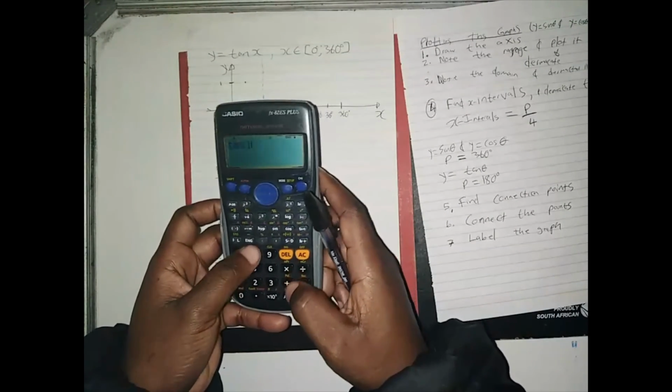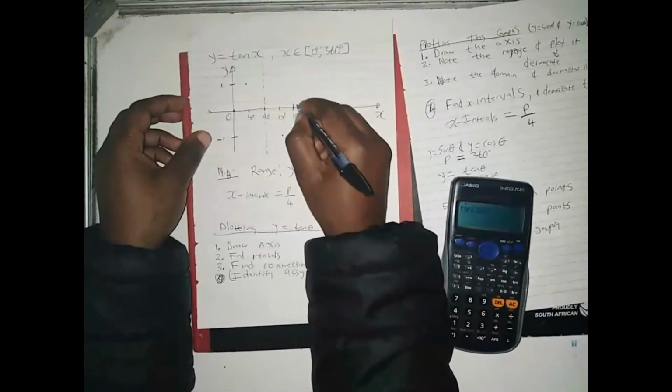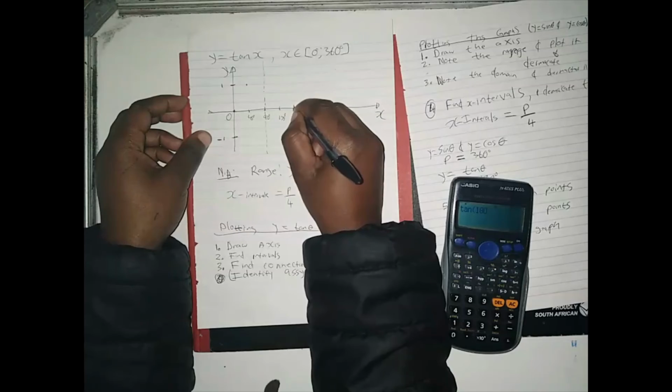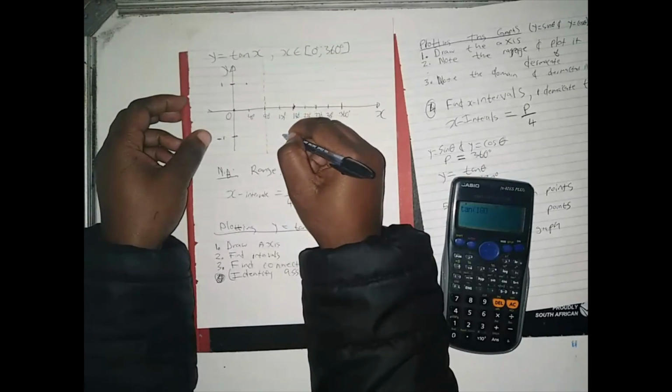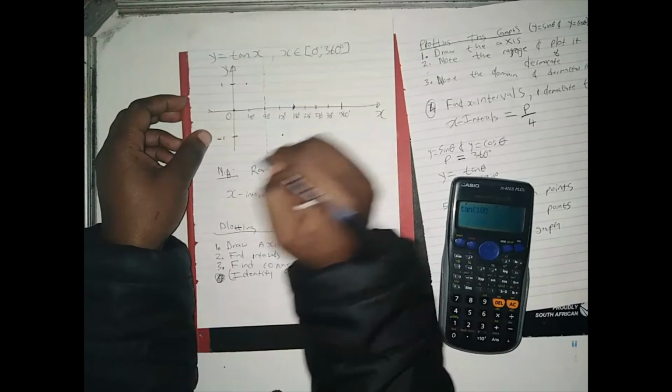Tan 180 degrees. We get 0. So there is another point here. Somewhere here. Can you see there's a point here, there's a point here, there is no point here, there's a point here, and then there's a point here.